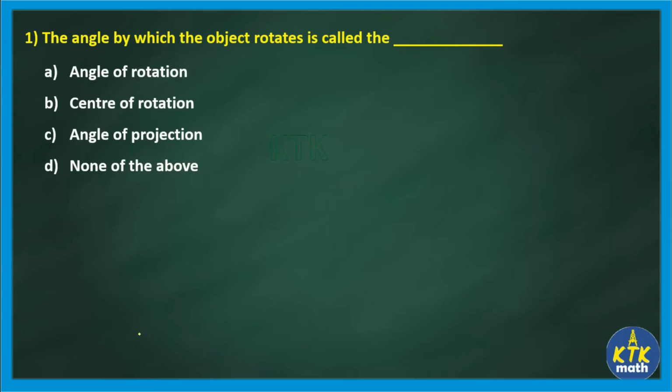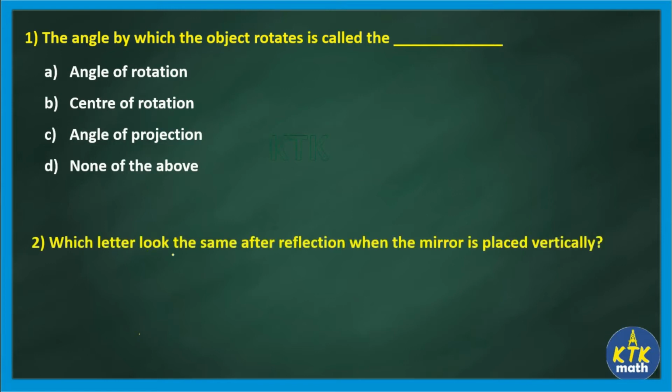Now the second question: which letter looks the same after reflection when the mirror is placed vertically? Your options are H, Q, P, S. The mirror is placed vertically, so they are keeping a mirror beside that alphabet vertically. Imagine all the letters. Except H, all the letters will not look the same as the original, but H alone will look like the same H in its vertical mirror also. Therefore the second question answer is option A, H.